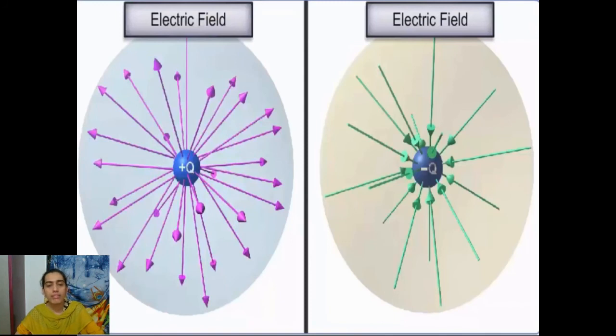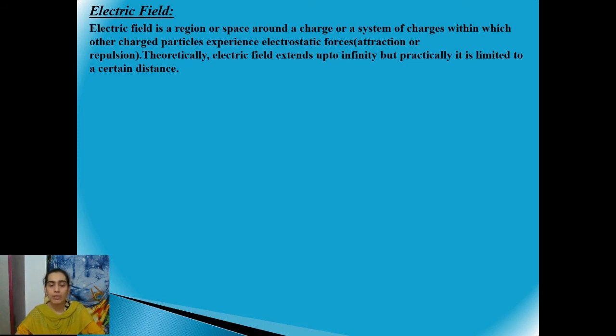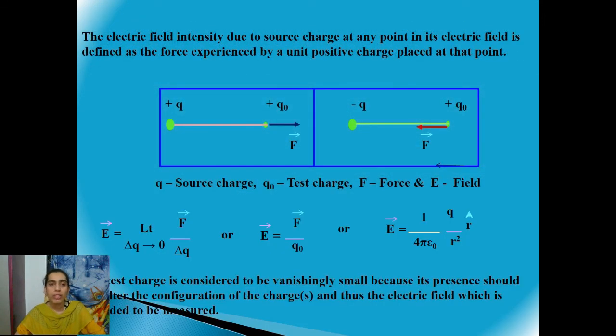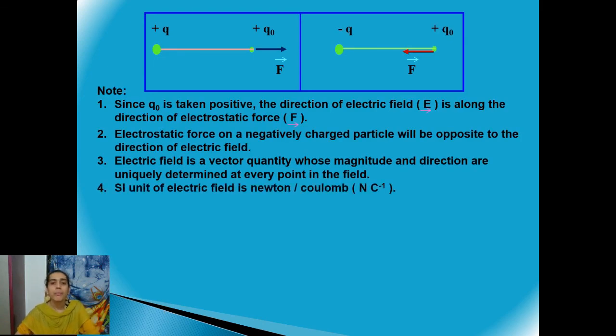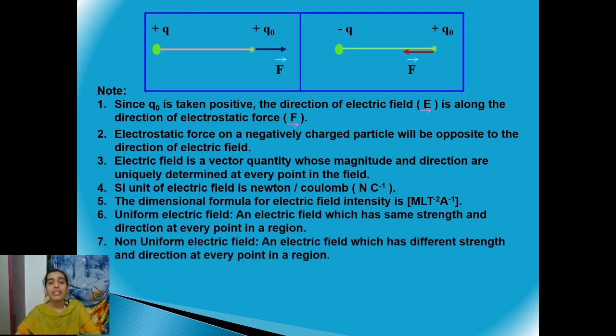So far in this class we discussed electric field. What is an electric field? Electric field is a region or space around a charge or a system of charges within which other charged particles will experience the electrostatic force, right? We discussed a few important points relating to this, that is electric field intensity. What is electric field intensity? It is the force experienced by a unit positive charge when it is placed at that particular point. And also we came across whether electric field is a scalar or vector. It's a vector quantity. Electric field intensity can be expressed in terms of Newton per Coulomb, right?